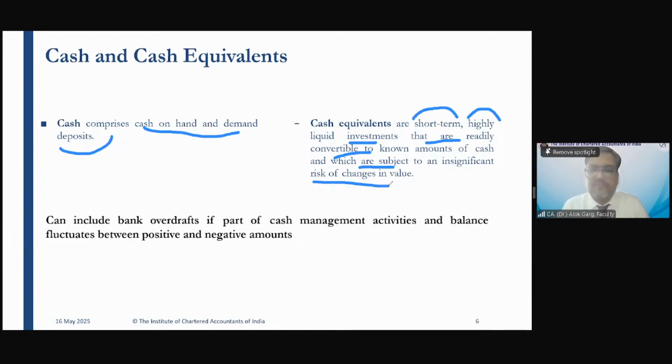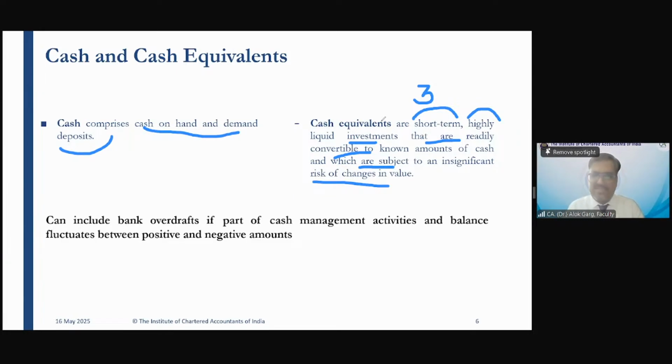Within 3 months. Within a period of 3 months. It means the item which you can convert into cash within a period of 3 months. Okay. Short-term, highly liquid investment. Highly liquid investment means you have the potential to sell. Say you want to sell your property, and you know that you will be able to sell it in 3 months.